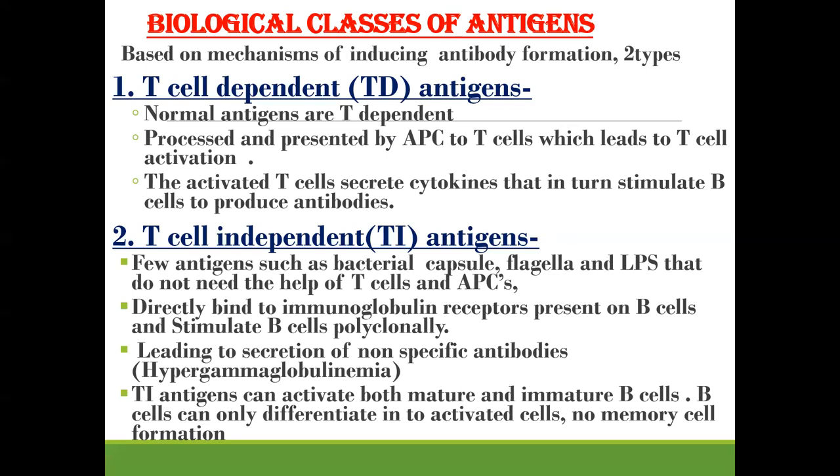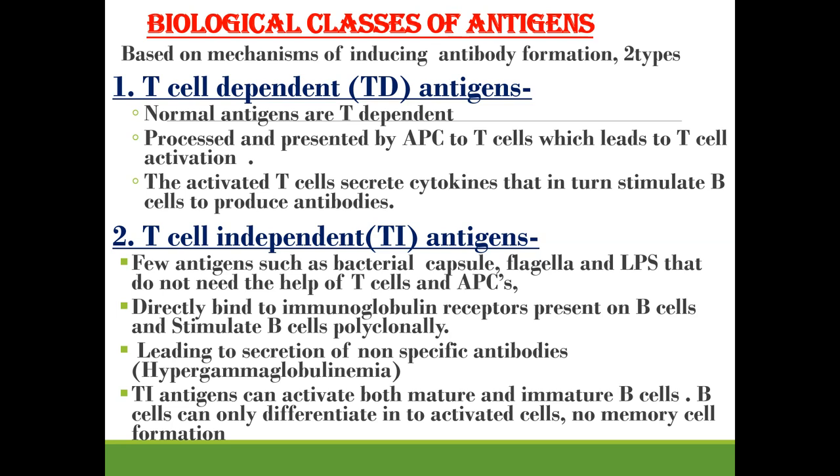Biological classes of antigens. Based on the mechanism of inducing antibody formation, there are two types of antigen. They are T cell dependent antigens and T cell independent antigens. Normal antigens are usually T dependent. They are processed and presented by antigen presenting cell to T cells, which leads to T cell activation. The activated T cell secretes cytokines that in turn stimulate B cells to produce antibodies.